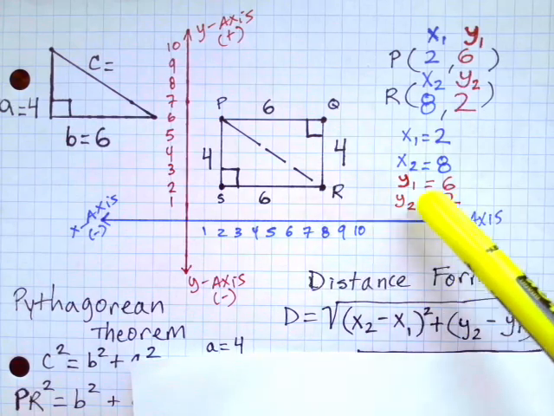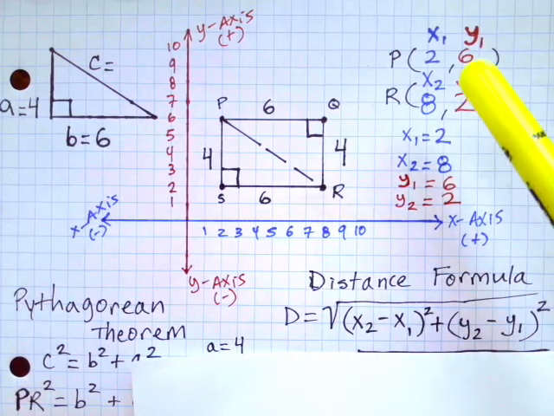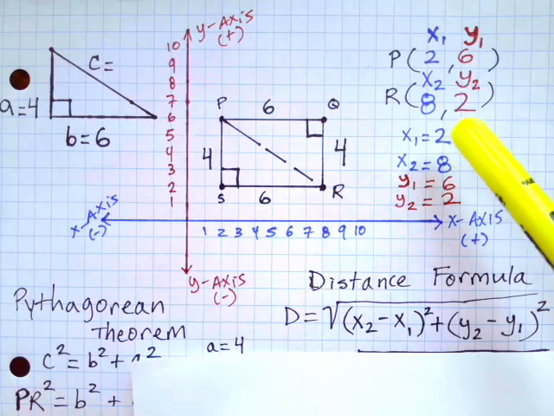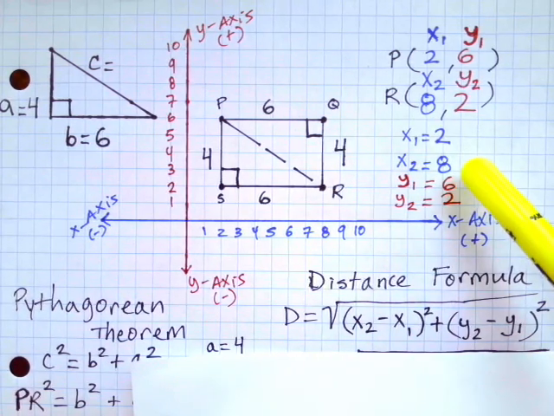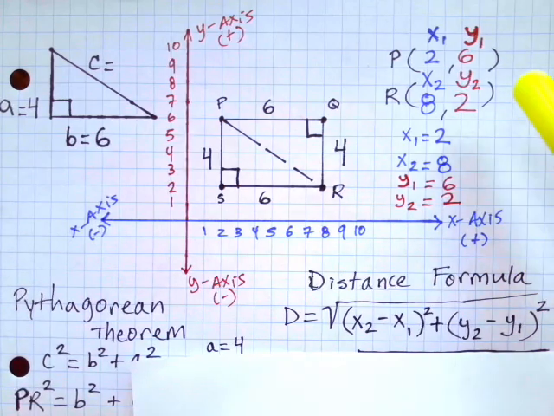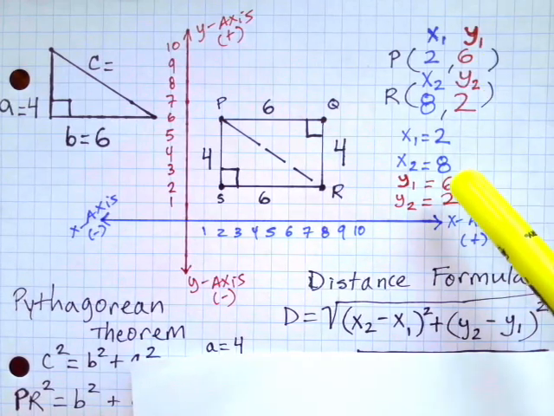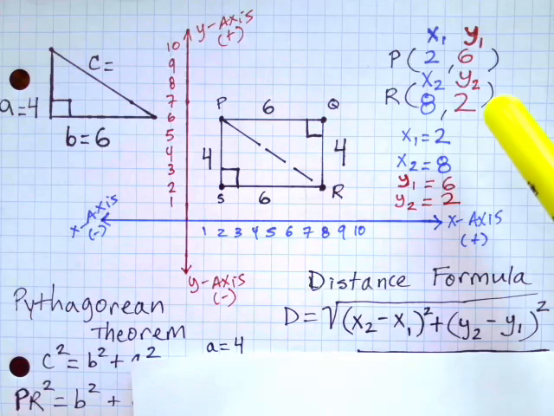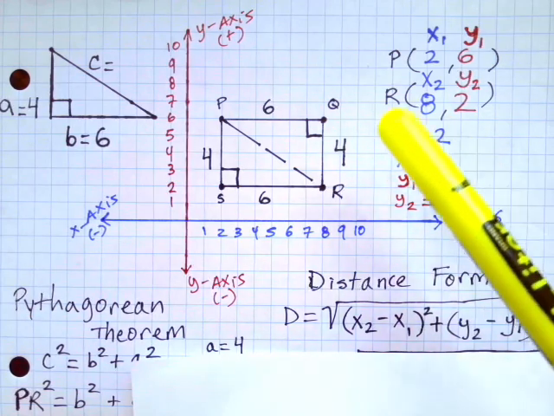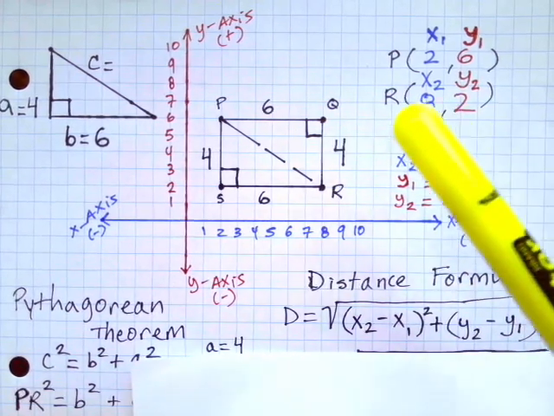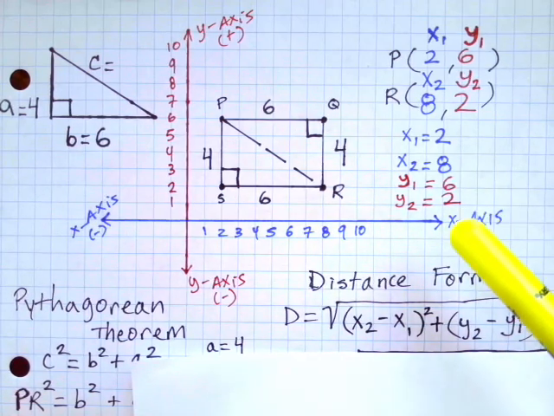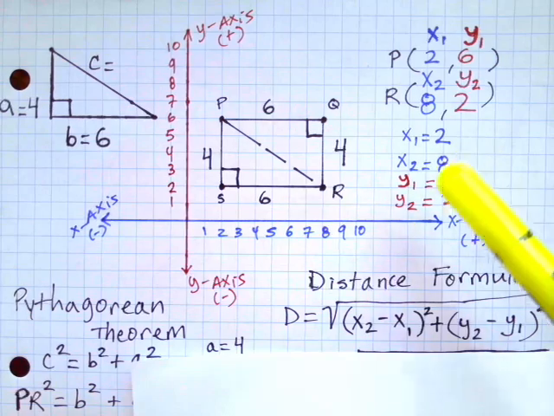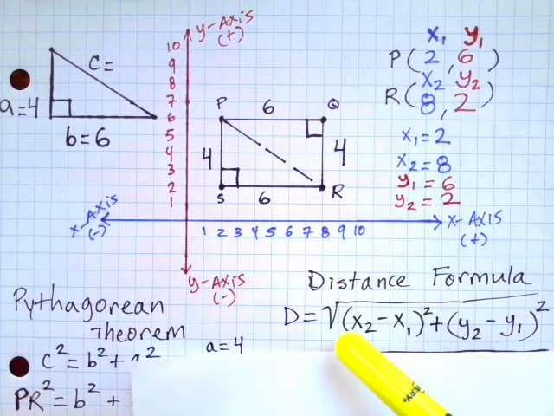So I organized, I double check, my X1 value is 2, that's correct. My X2 value is 8, that's correct. My Y1 value is 6, okay, that's correct. My Y2 value is 2, and that is correct. So I'll take my organized X and Y values, X1, X2, Y1, and Y2, and one at a time I'll substitute them into the formula.